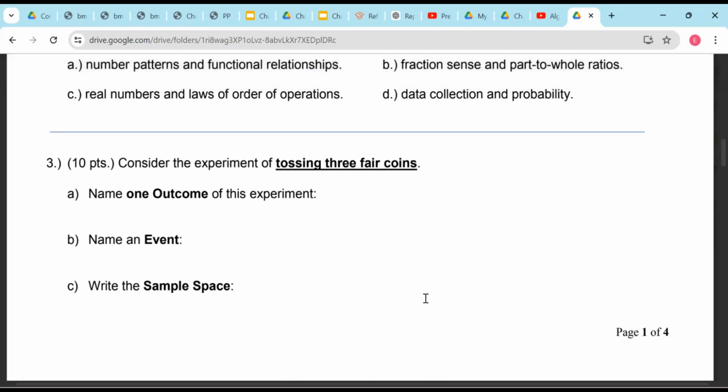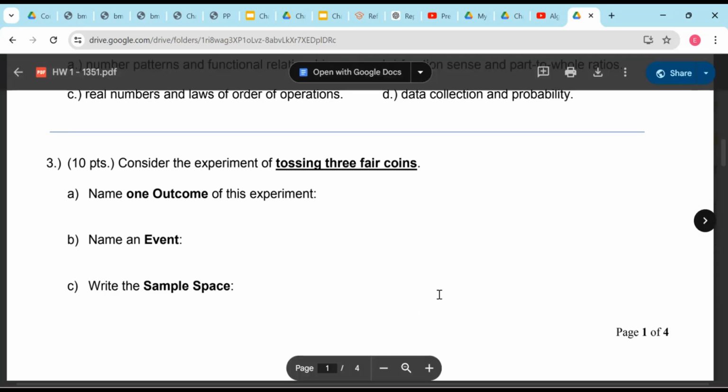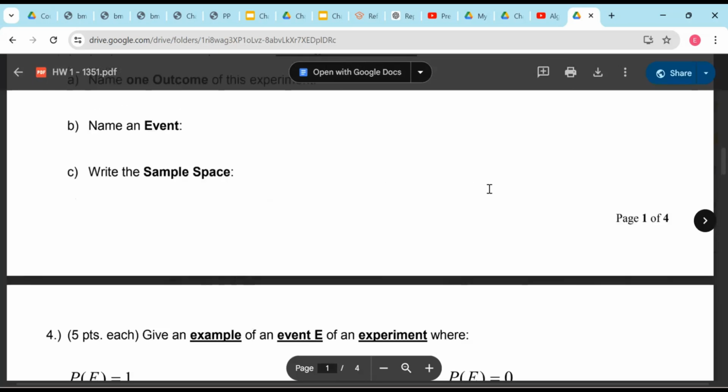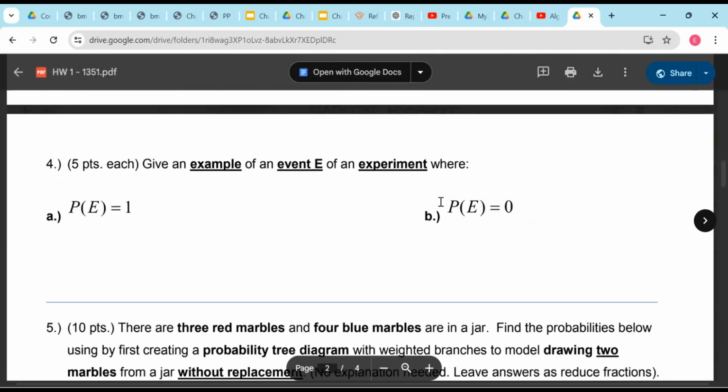And then the sample space is a collection of all outcomes. Okay, so all the outcomes. And then you need to write all the possible outcomes when you toss 3 coins. This is also coming on the test. You need to create your own.